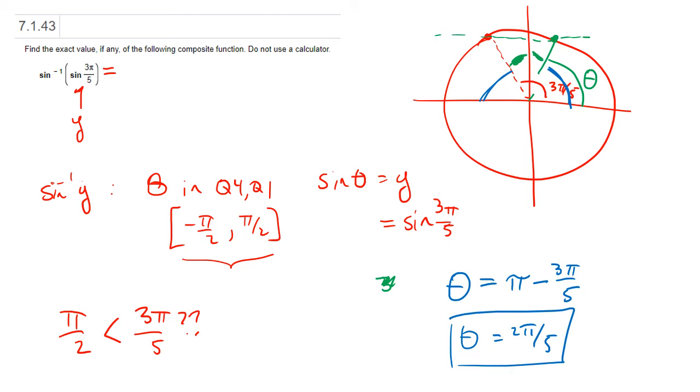So lo and behold, we couldn't just cancel out the two functions. The arcsine of the sine of 3 pi over 5 is actually not 3 pi over 5, it's 2 pi over 5. And this is because arcsine must produce an angle in between plus or minus pi over 2. However, the thing in the middle there, the sine of 3 pi over 5, you can plug any angle you want into sine. But arcsine will only spit out angles from plus or minus pi over 2.